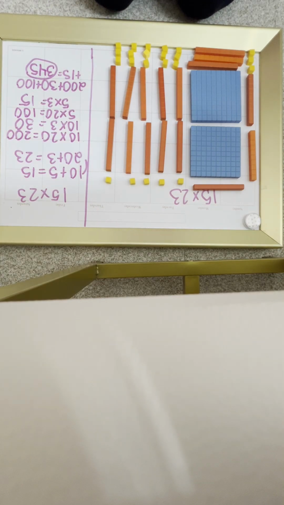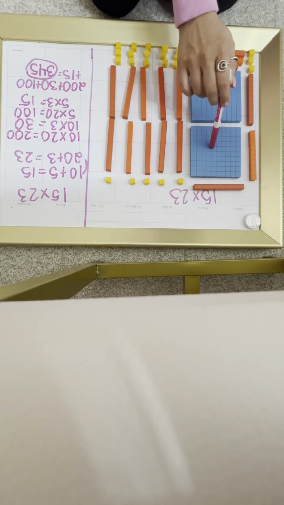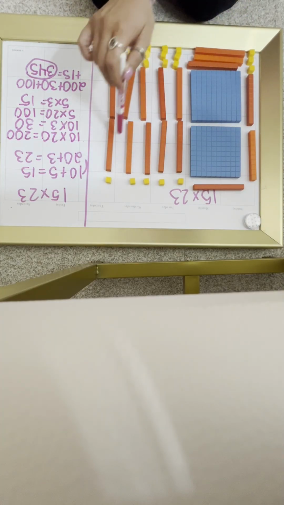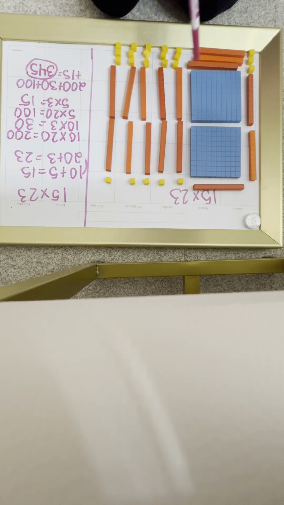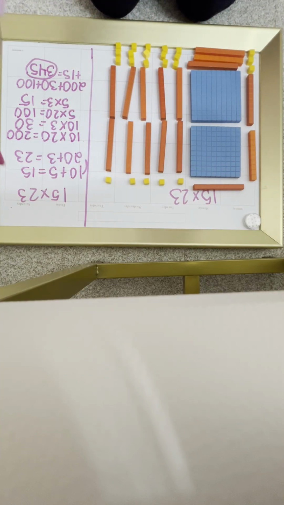And then to check our work, we can go back and look at our visual representation. So we have 100, 200, we know this is 300, 310, 320, 330, 335, 340, 345. So we can see through our visual representation and our partial products that we came to the answer of 345.